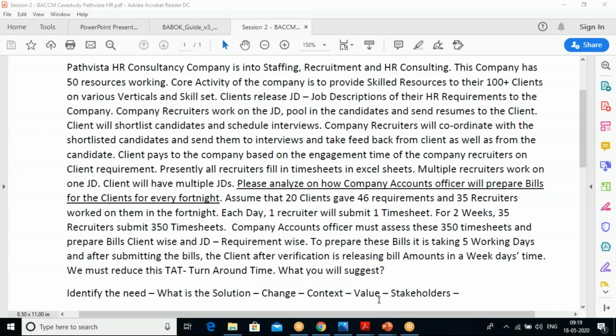So the stakeholders, what have you identified? Jan, what have you identified as stakeholders? Company accounts officer, recruiters, and clients. Okay, fine. So these are the three parties which we will be interacting with: one is the account manager, officer, the second is the recruiters who will be working there, and then their clients as well, but their clients we don't have that much access.